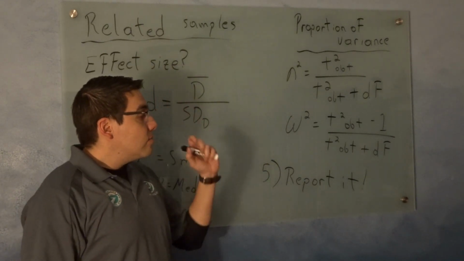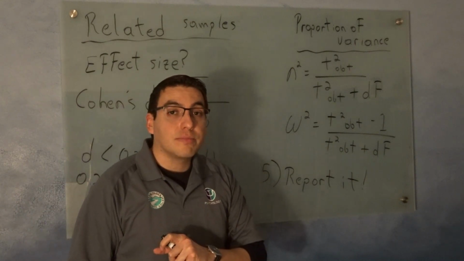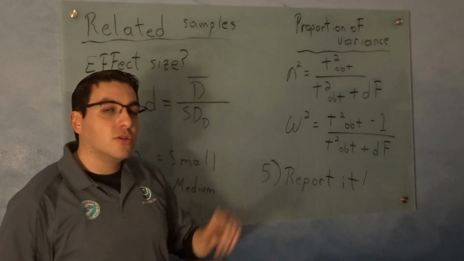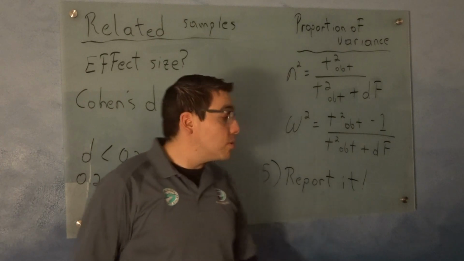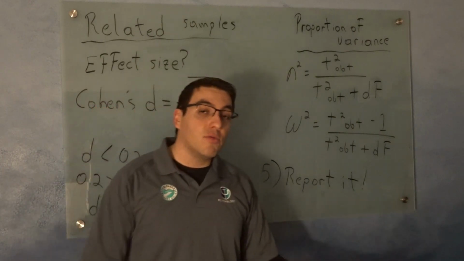Omega squared is a more conservative measure and is preferred by some journals. It really depends on where you're trying to report. And then yes, at the end, report it.